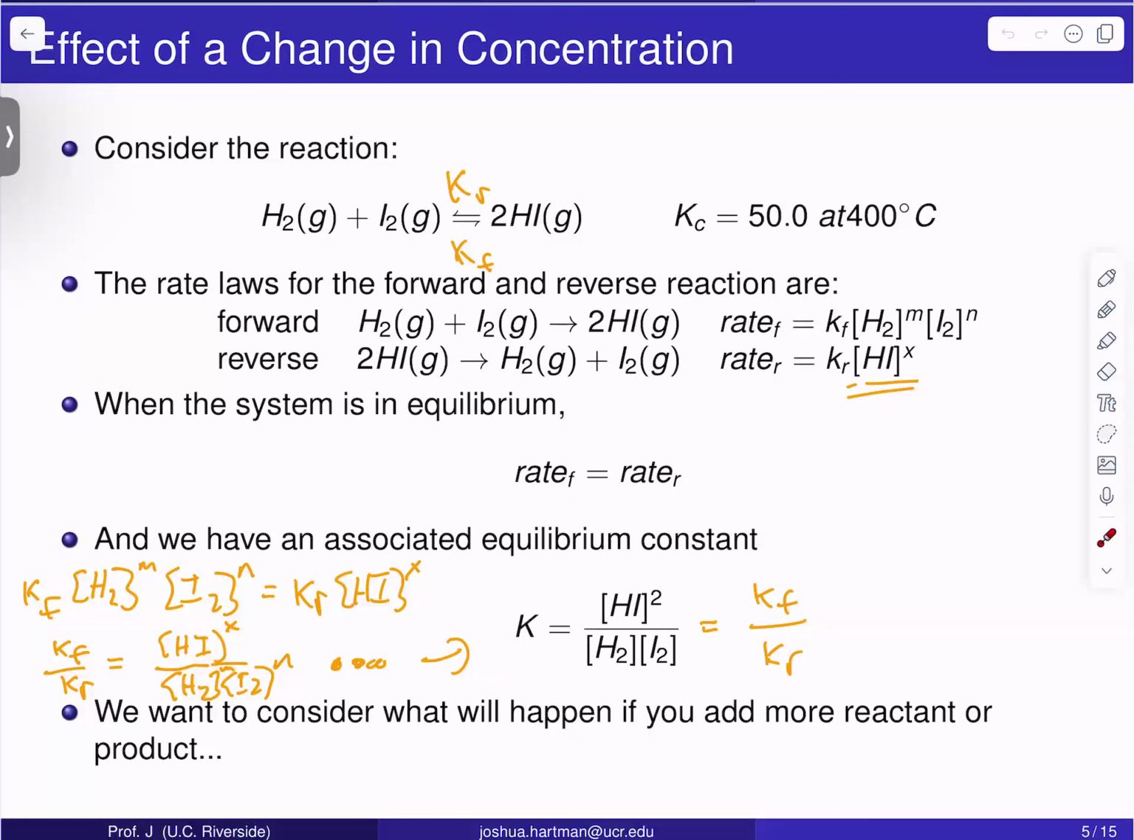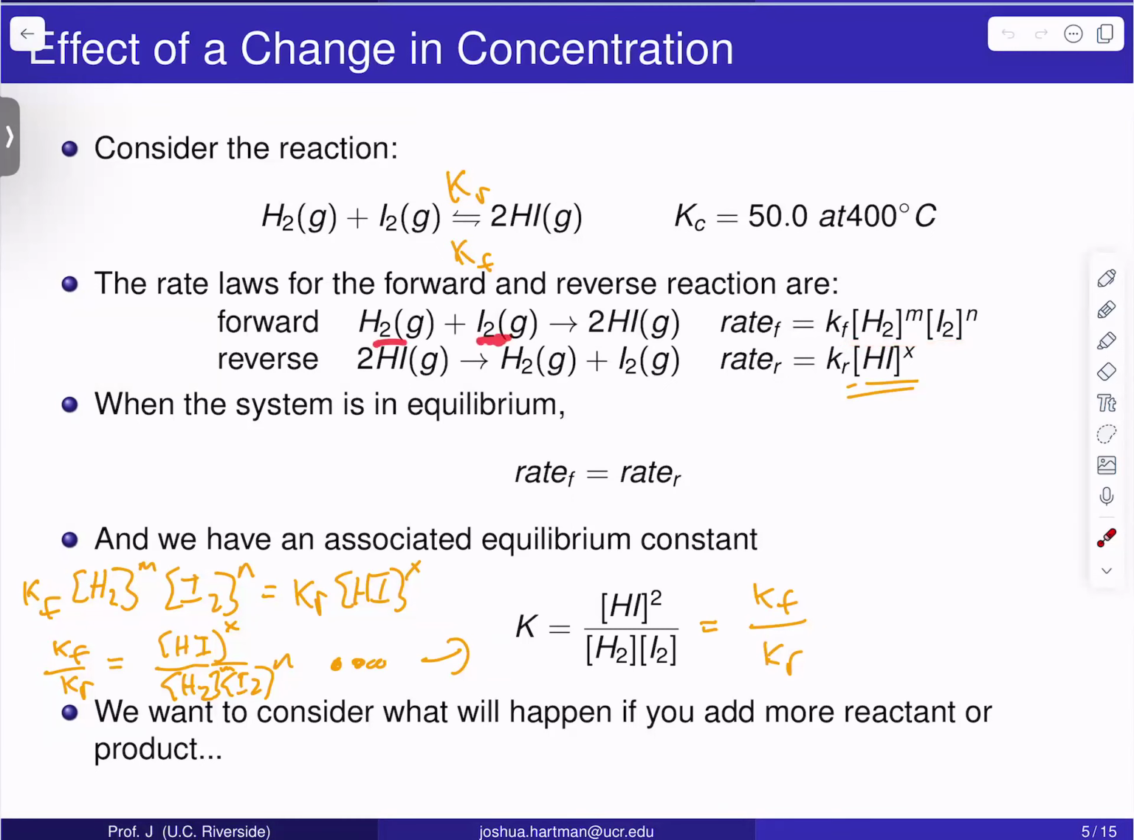To see this work out mathematically and its implications, let's consider a basic reaction here. We've got H2 and I2 gas coming together to form two HI gas molecules. And we're given some equilibrium constant at some specified temperature. All right, so we are going to have a forward and reverse rate constant that characterizes the rates of these reactions. And we could write those out again using what we've talked about in our chemical kinetics section.